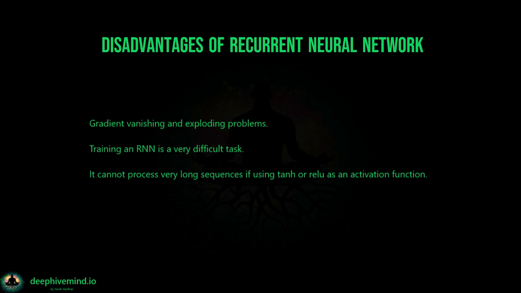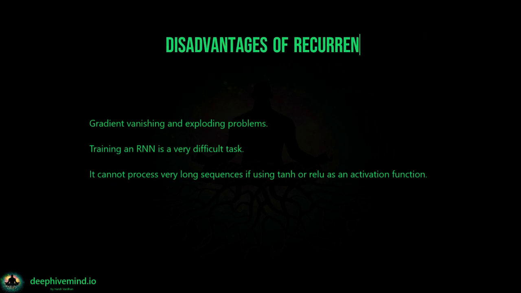Disadvantages of recurrent neural network: gradient vanishing and exploding problems. Training an RNN is a very difficult task. It cannot process very long sequences if using tanh or ReLU as an activation function.